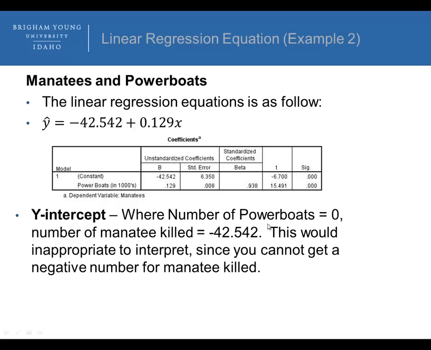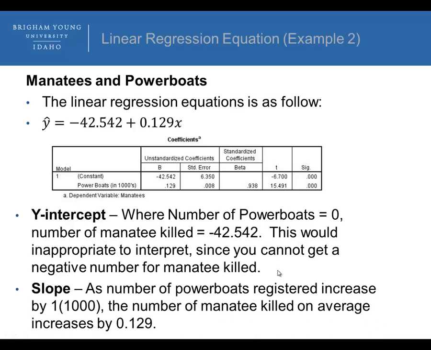Well, if the number of powerboats is equal to 0, the number of manatee killed would be negative 42.542. But this would be inappropriate to interpret, since you cannot get a negative number for manatee killed. Now for our slope, we can interpret that as the number of powerboats registered increases by 1, or 1,000, since the numbers are in 1,000, the number of manatee killed on average would increase by 0.129.